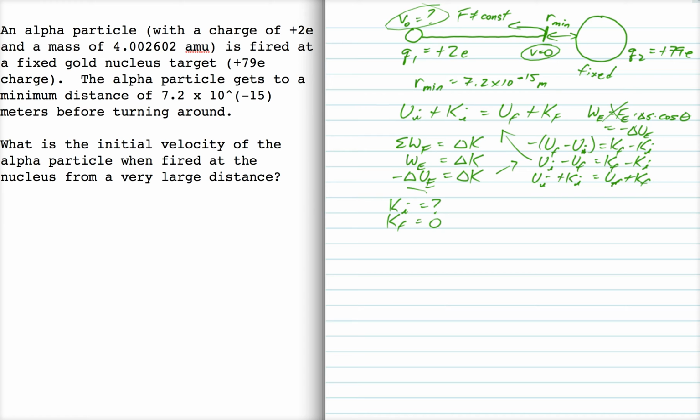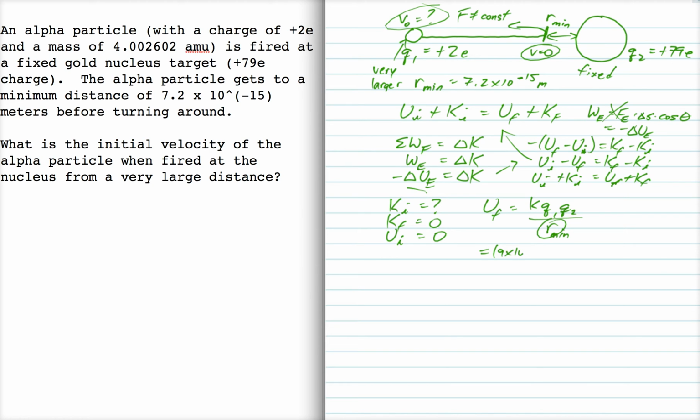In addition, we know that U initial, right, it's fired from some very large distance, very large R. And so the initial potential energy is 0. Because the formula for potential energy, as we'll see, has the form of K Q1 Q2 over R. Right? And since R is very big, then UI is very small. But now here, the final potential energy depends on R min. Okay, but I can actually calculate that. I've got all the numbers I need.